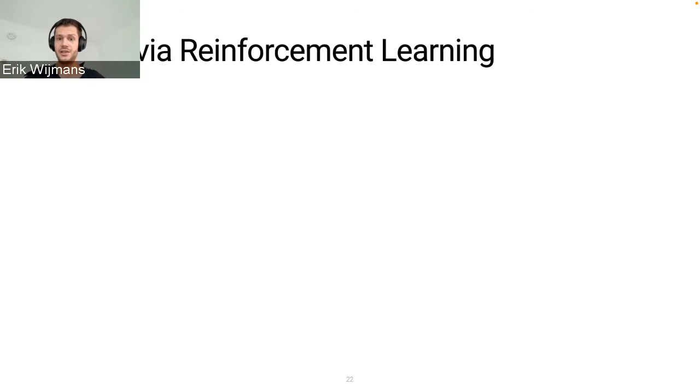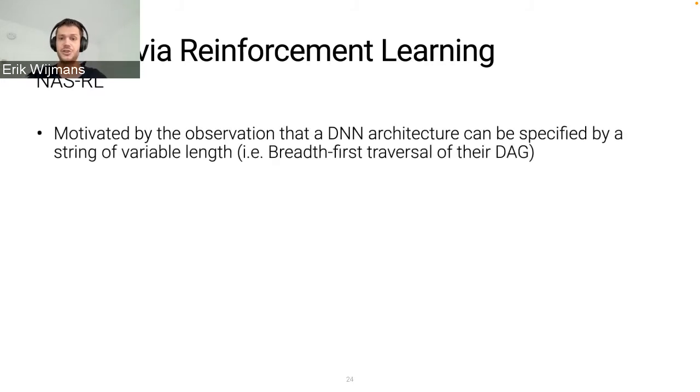And so we'll start off by talking about search via reinforcement learning. That's where neural architecture search largely started, using reinforcement learning. We'll start with a paper called NASRL. The general motivation for using reinforcement learning here is the observation that a deep neural network architecture can be specified as a string of variable length. This can be done in a variety of ways. A breadth-first traversal of the DAG is a pretty common way of doing this.